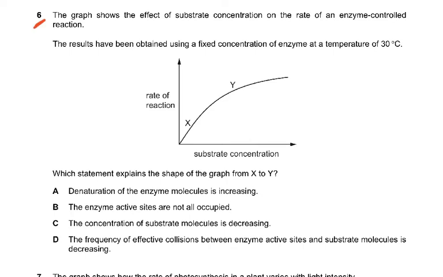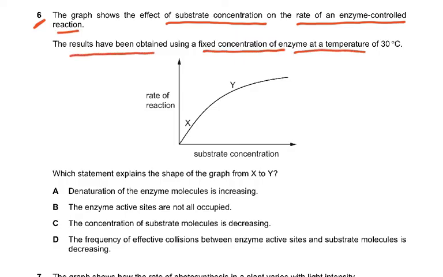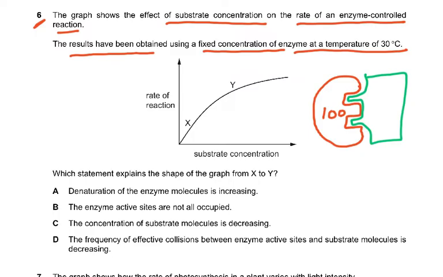Question number 6. The graph shows the effect of substrate concentration on the rate of an enzyme controlled reaction. The results have been obtained using a fixed concentration of enzyme at a temperature of 30 degrees Celsius. Okay, now I'm going to draw a diagram for you to understand this. Now you can see I've drawn a diagram for you to see this. Which statement explains the shape of the graph from X to Y?